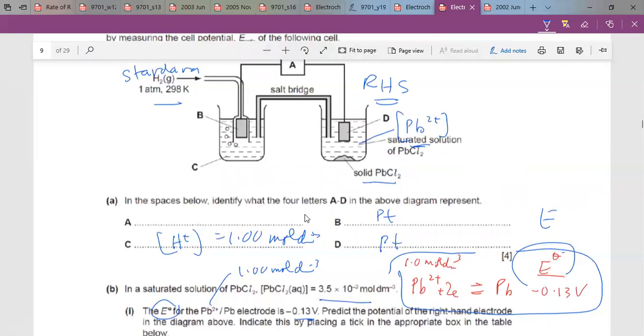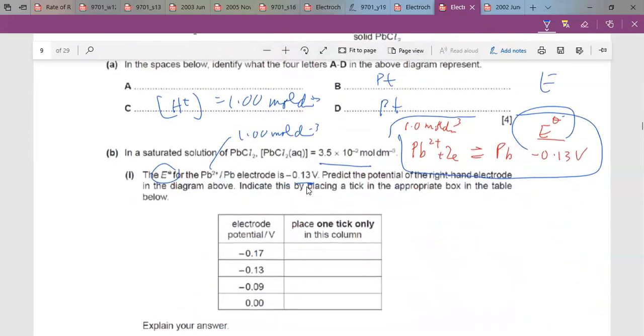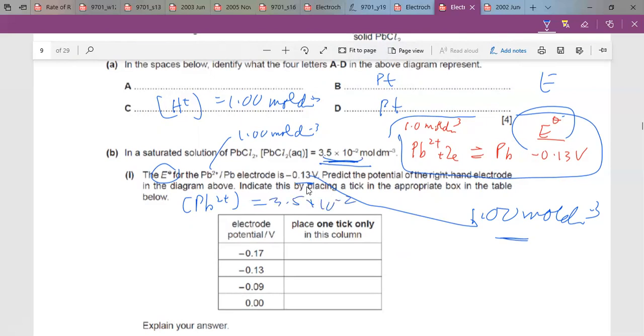In the diagram above, indicate by placing a tick on the appropriate value for E naught. If this one is 1 molar, 1.00 mole per dm cube, predict the value for the diagram. Now in the diagram here, the concentration of Pb2+ is not one molar. It's 3.5 times 10 to the power of minus 2.